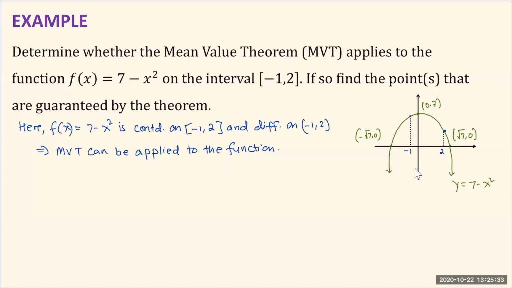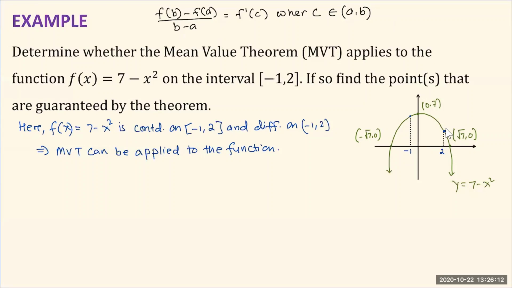If you remember, the mean value theorem says f of b minus f of a divided by b minus a is equal to f prime c, where c is in the interval from a through b. c is a point inside the interval ab. That means first I need to find f of b minus f of a over b minus a. This is your a, this is your b. So I need the points on the graph.